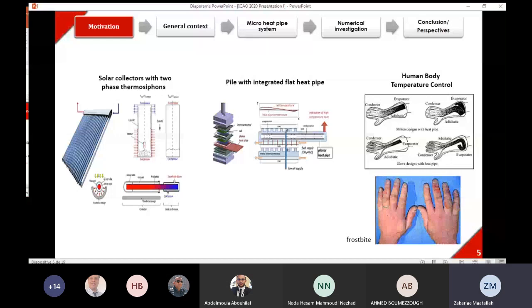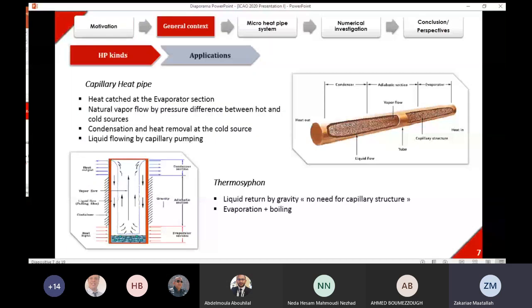Okay, we will go now to the heat pipe family. So, heat pipe is a principle of both thermal conductivity and phase change transition to effectively transfer heat from one body to another one. As you can see in figure one, the heat pipe has a cylindrical shape, and we can divide it into three sections: condenser, adiabatic section, and evaporator.